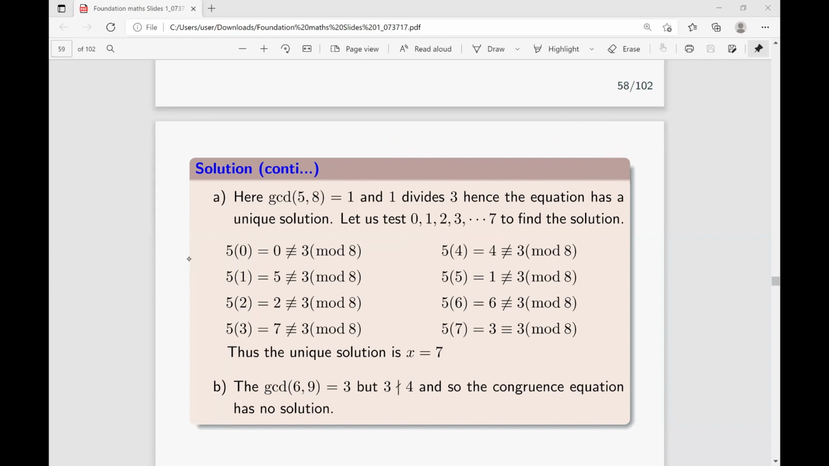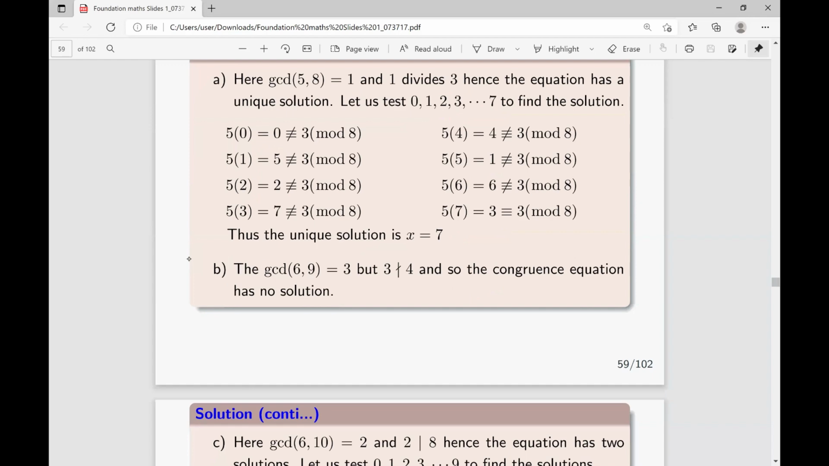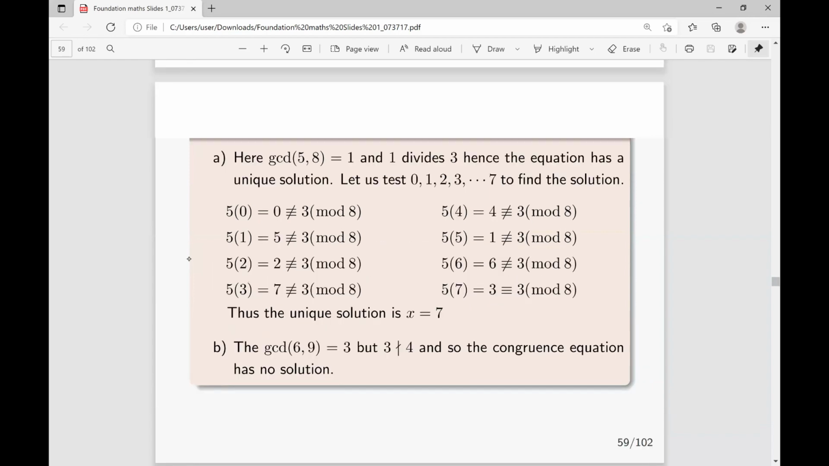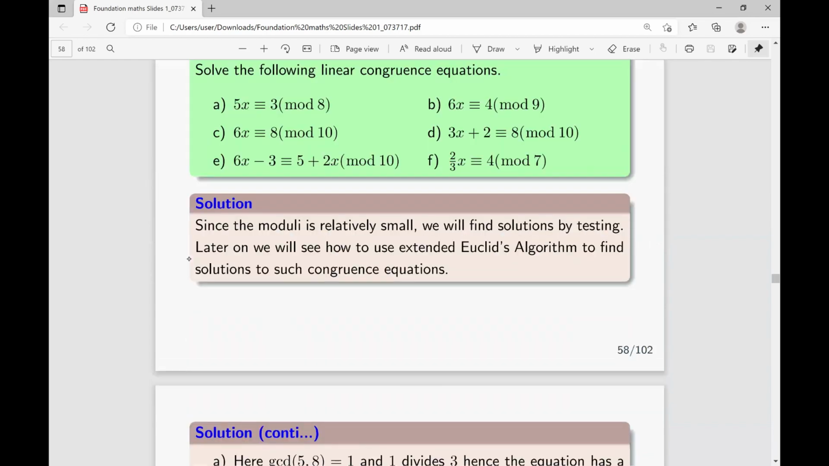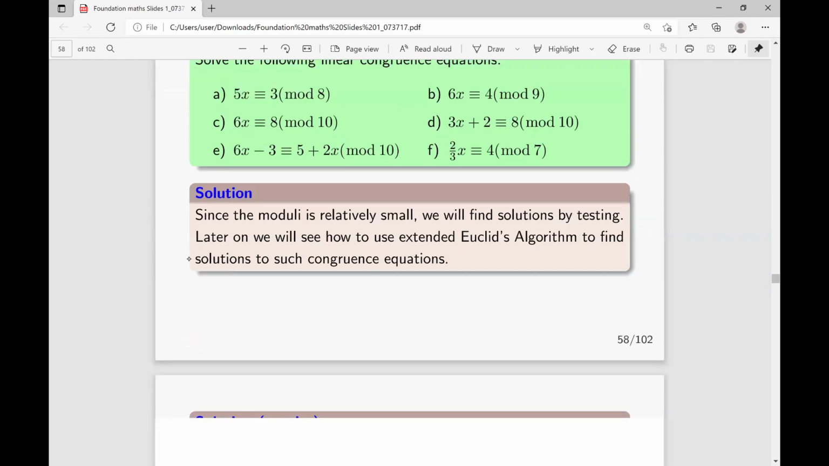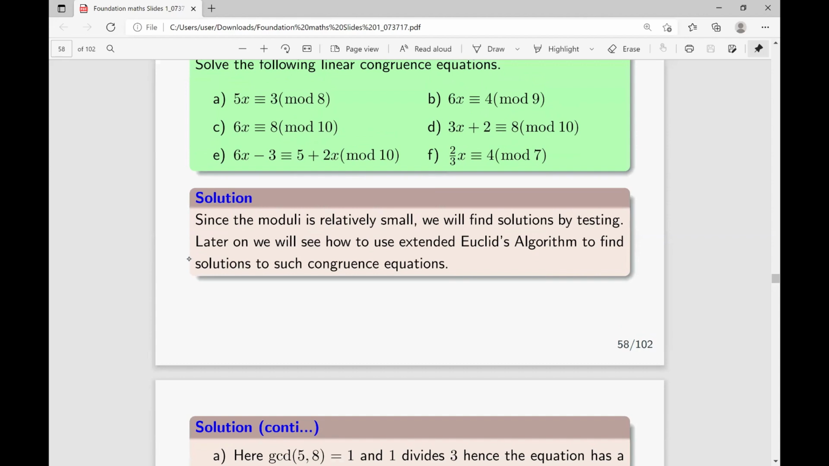Trial is good so that we understand what we are doing. Then later on, we look for the other way of doing it. Now, the other question was 6. This is the other question I want to do. This one. 6x is equivalent to 4 mod 9.